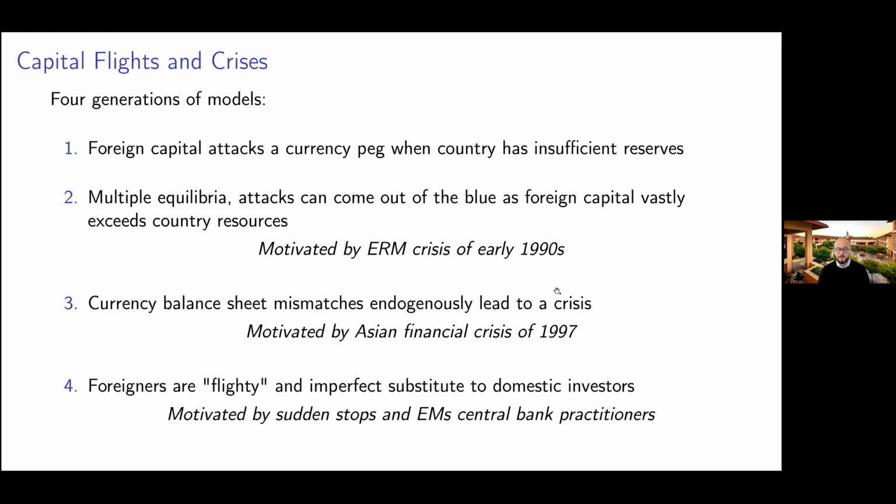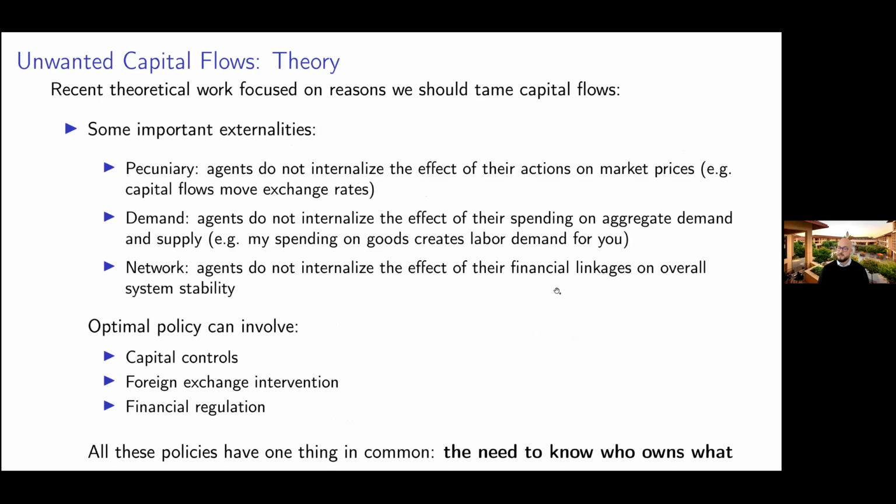In more recent years, there is what I'm going to call the fourth model, which is just a generalization of all this. It simply thinks of the foreigners as being more flighty. Foreign capital pulls out at the first sign of trouble, and domestic investors are not a perfect substitute. They cannot come in very quickly and take care of this. And therefore, this creates some externalities. From a theory perspective, there's been a tremendous amount of work in the last few years giving us rationales for policies like capital controls, foreign exchange intervention, financial regulation, and macroprudential regulation, that are based on addressing these externalities. The fact that investors do not capture all these margins.